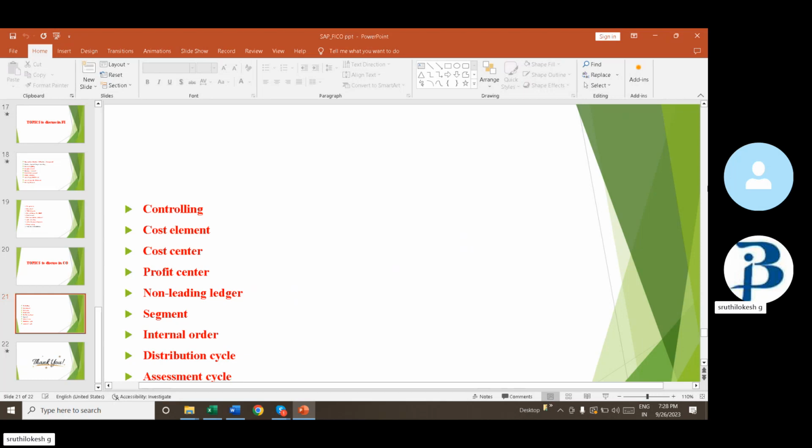Here, non-leading ledgers are linked up with account receivable and account payable. These two topics are mostly linked up. Here, cost center and profit center are linked up with asset accounting. Here, the asset cycle and distribution cycle are linked up with the automatic payment program. Okay.